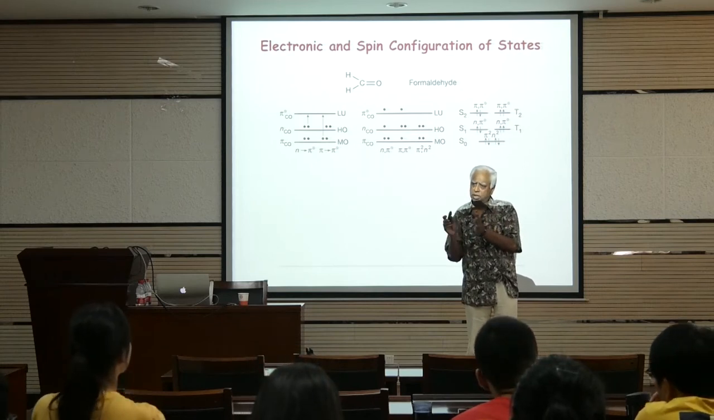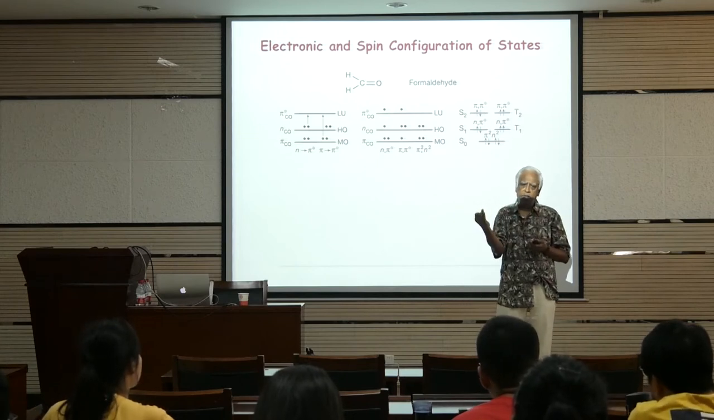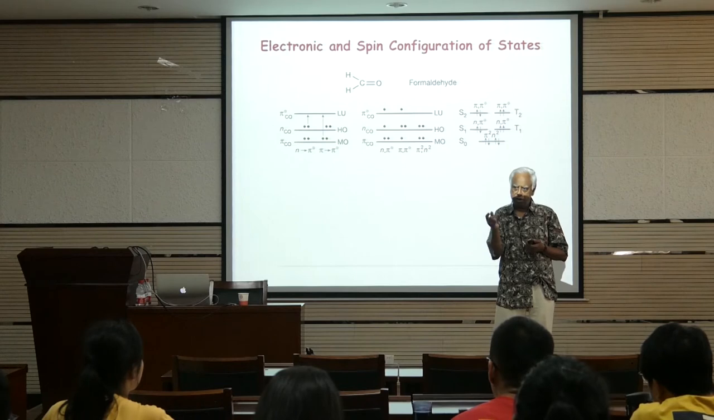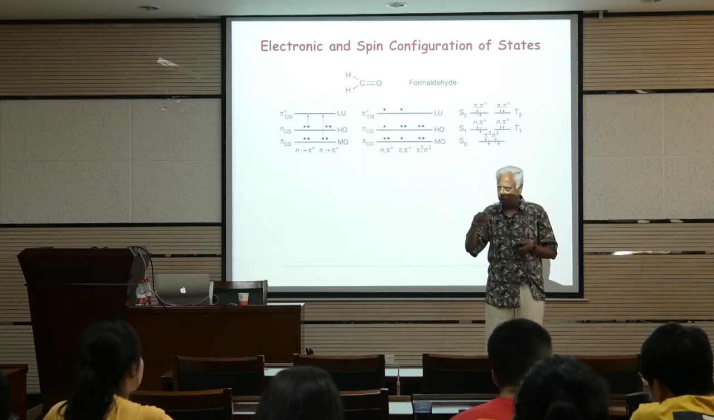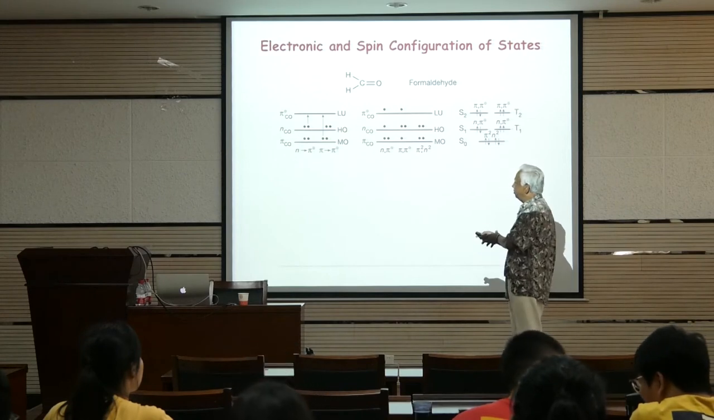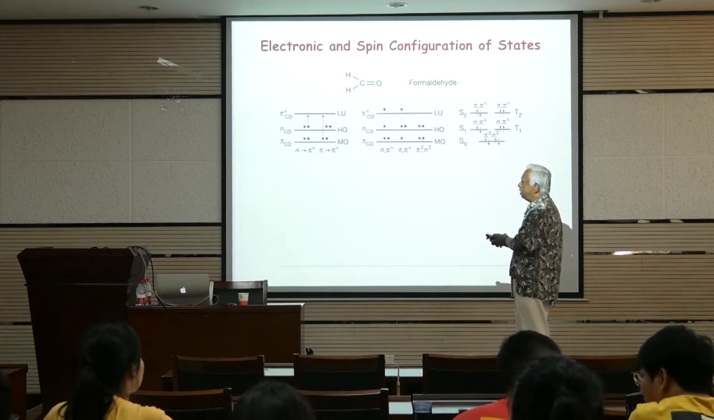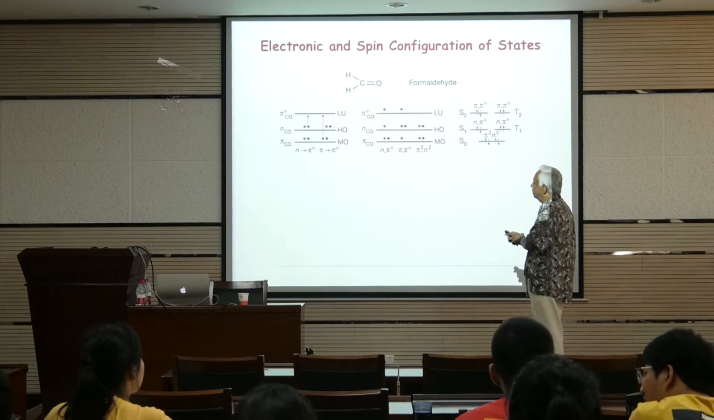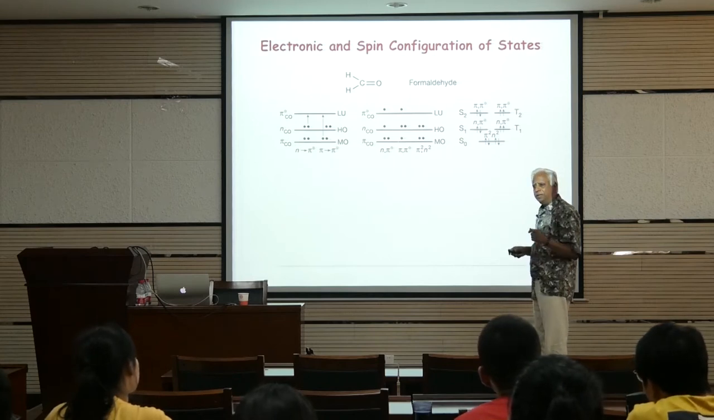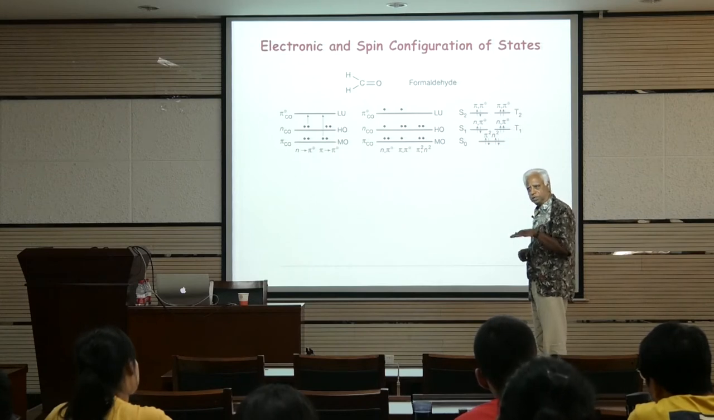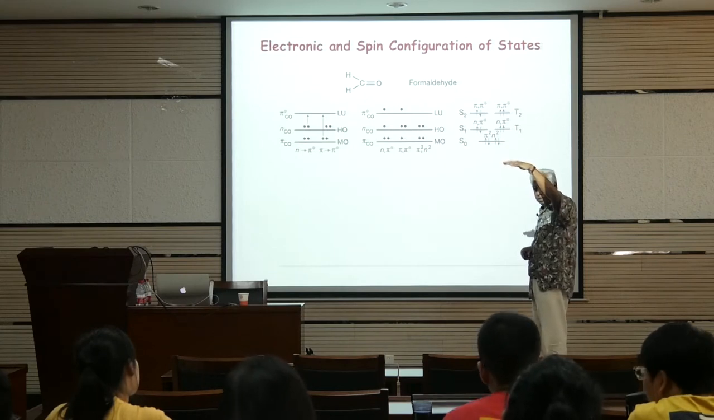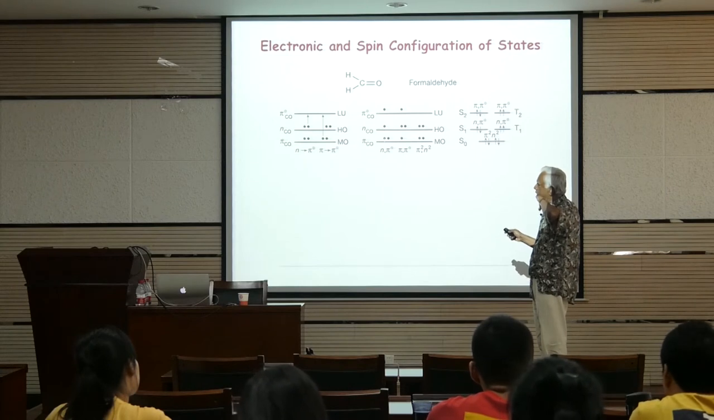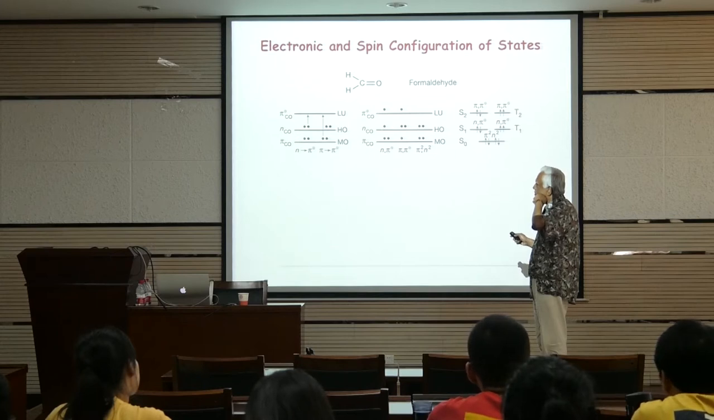We call them n pi star because there's one electron in the n orbital, one electron in the pi star. We call them pi to pi star, there's one electron in the pi, another one in the pi star. Of the two, which one, for example, here? If I take an electron from here and put it over here, and take an electron from here and put it over here, the electronic configuration is going to be one like this, another one like that. Which one of the two is lower in energy? That means the ground state, the first excited state, the second excited state. The ground state has both electrons here, this one and that one. The n to pi star, n and pi star. Pi to pi star, pi and pi star.